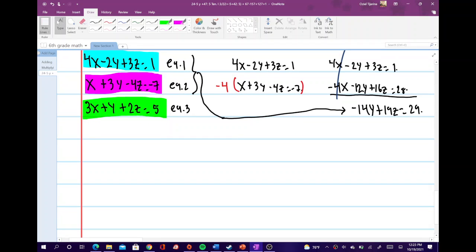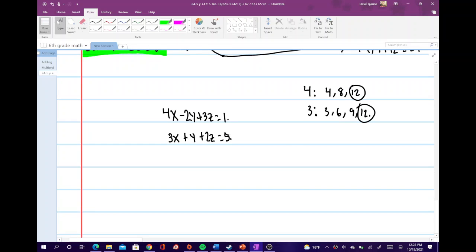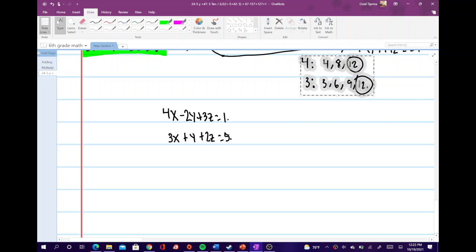Now, I'm going to grab equations 1 and 3, so I'm going to put 4x minus 2y plus 3z equals 1, and 3x plus y plus 2z equals 5, right? So here we're eliminating our x variable. Now, notice that we have a 4 and a 3, so you're going to do the least common multiple. I believe that's what it's called. You're going to do 4, 8, 12, and here we have 3, 6, 9, 12. So that's the common multiple. So we have to make them opposites of each other. One of them is going to be 12x, the other one's going to be negative 12x, right?